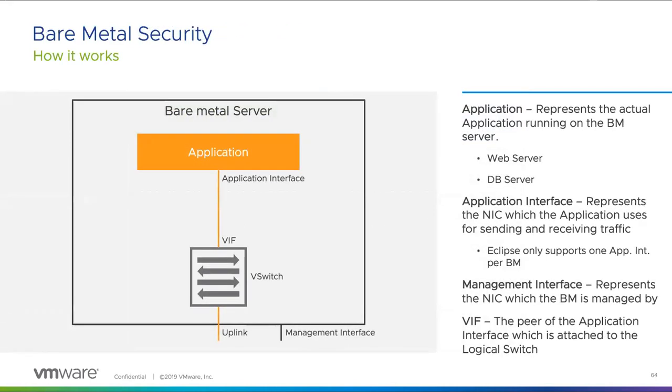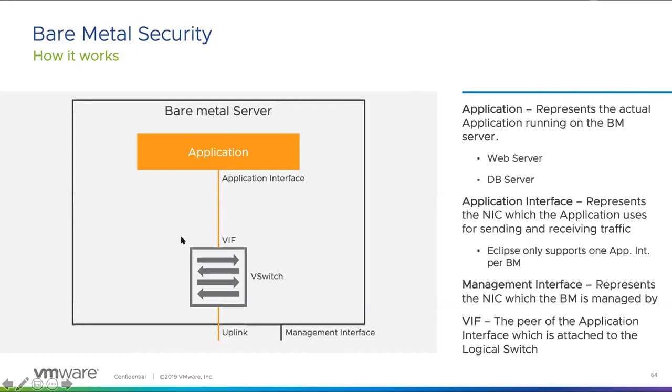So how it works: the application is running on the bare metal server, either a web server, a DB server, whatever it is. We stand up an application interface, and that represents the NIC the application uses for sending and receiving traffic. Then we also stand up a vSwitch in the physical box itself that represents the NIC by which the bare metal is managed. The virtual interface is the pure application interface, which is attached to the logical switch. That's how the application gets its connectivity. So we stand up this software service inside the bare metal server, and that software service effectively gives us full network management and control of that bare metal workload.